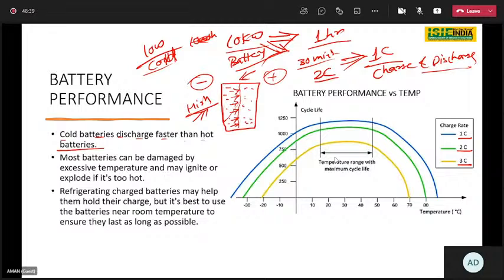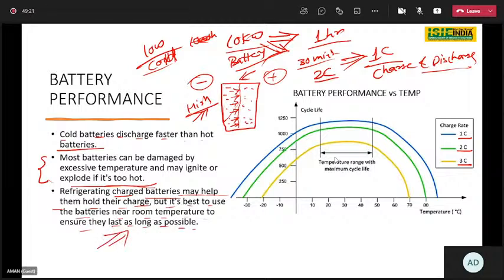Most batteries can be damaged by extreme temperature and might ignite or explode if too hot. Okay, so as we discussed in the previous slide, if you keep working at a bad temperature, and we do not provide any cooling or thermal management system, and it keeps working at a high temperature, there is a very high chance of thermal runaway or your battery can explode. Okay. Does refrigeration help charged batteries? Refrigerating charged batteries may help them hold their charge, but it is best to use the battery at normal room temperatures to ensure that it lasts as long as possible.